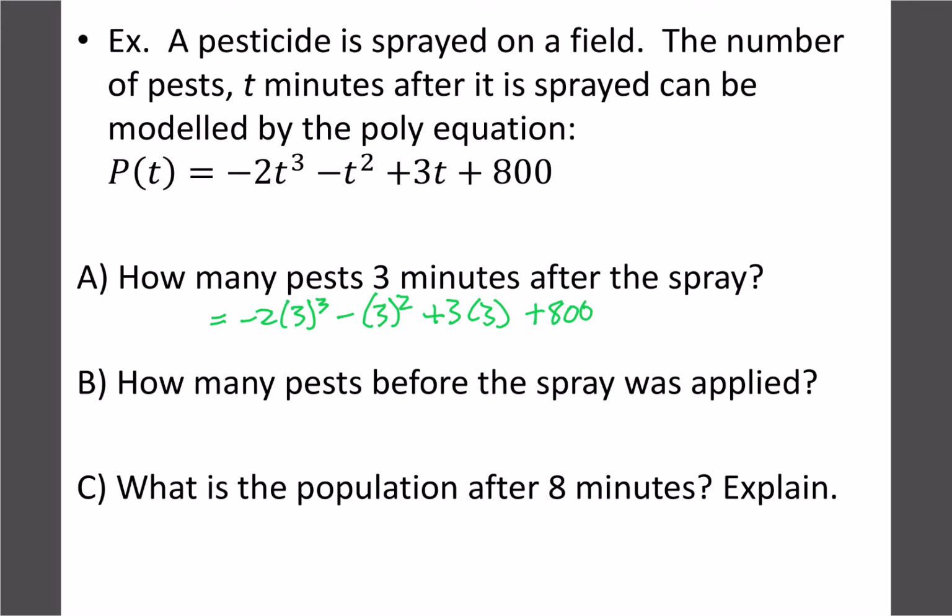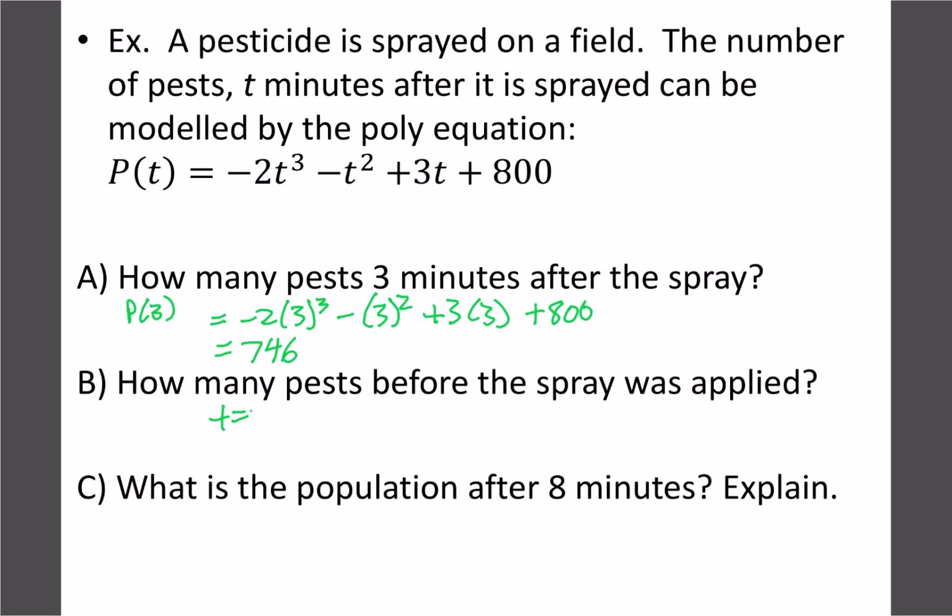If you do all of this on your calculator, you should get 746 pests. So it's probably easier just to type it in, like I said, and figure out what the number is.